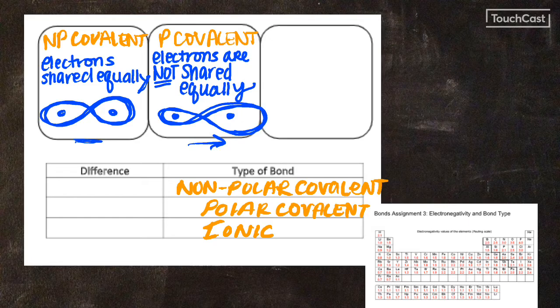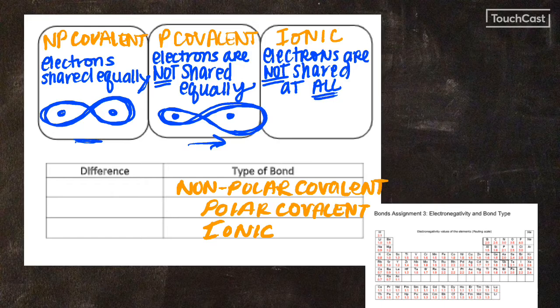Our last type of bond is ionic. In an ionic bond, electrons are not shared at all. What that looks like is we have our 2 elements that are completely separate, and one element takes an electron from the other. So nothing is shared. They're just taking them from one another.